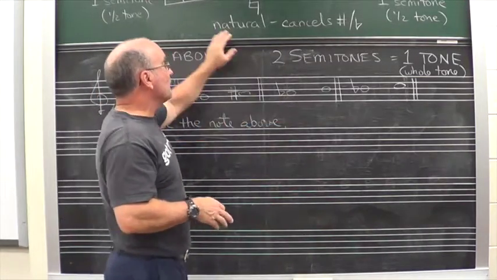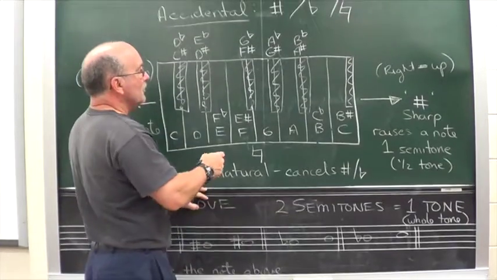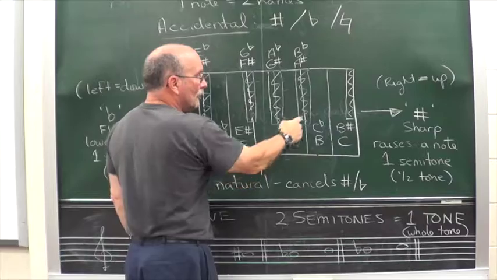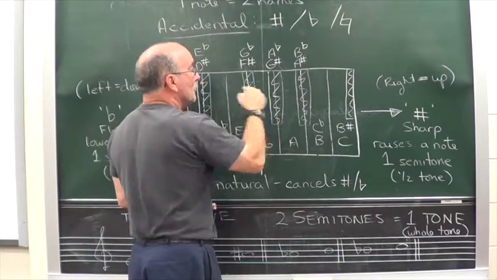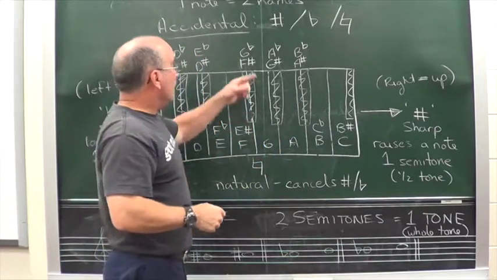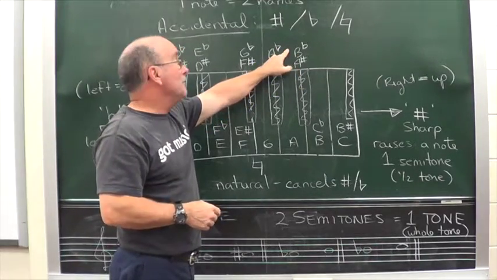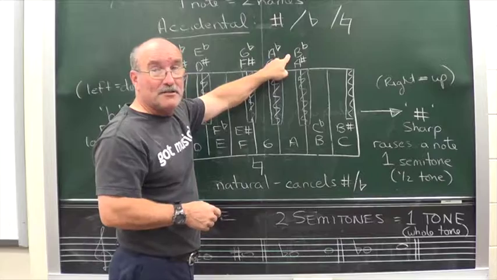Look at our next example. It's A flat. Well, here's the note A flat. A tone up would be A or A sharp. But we know two things. One, a flat has to go to a flat. So we can't call it A sharp. We have to call it B flat. So A flat to B flat is a tone.